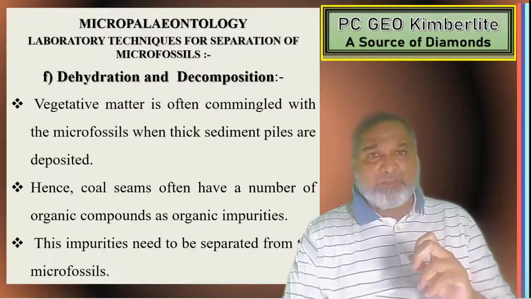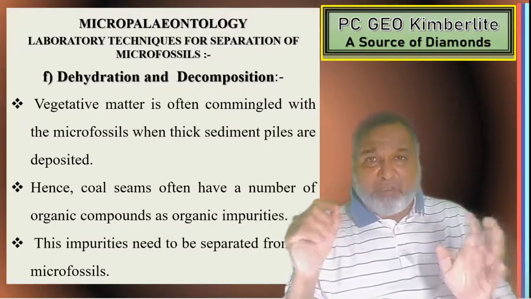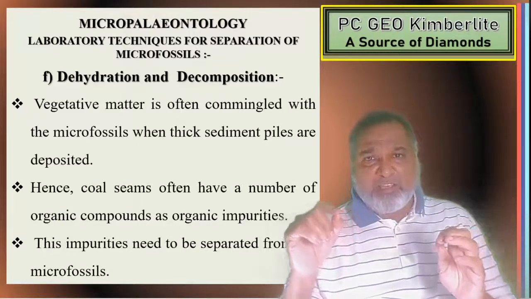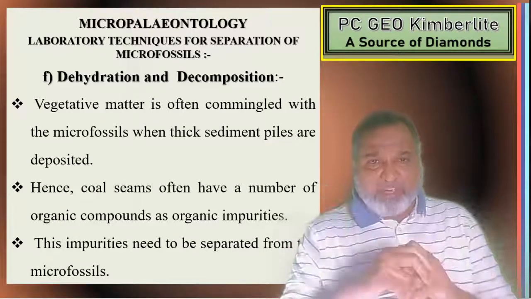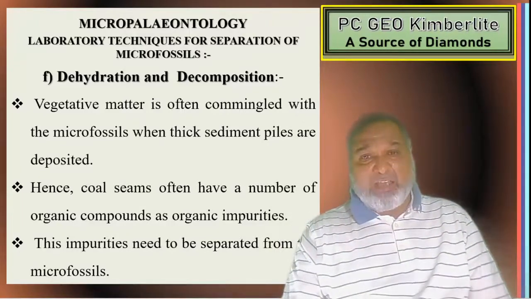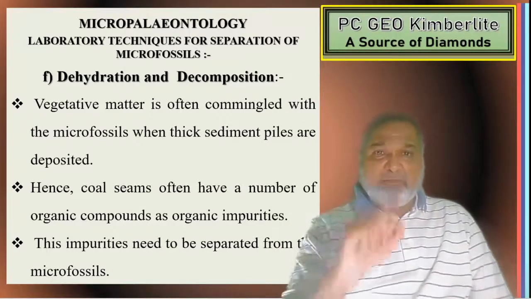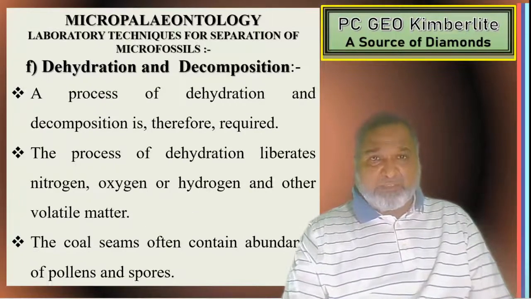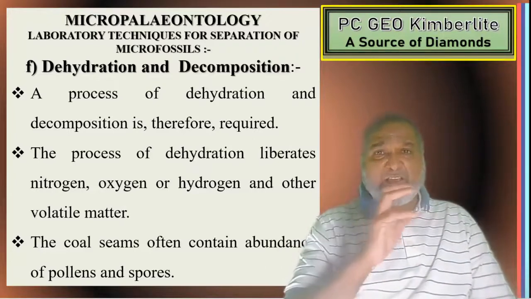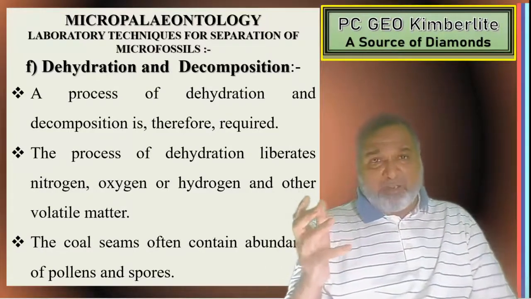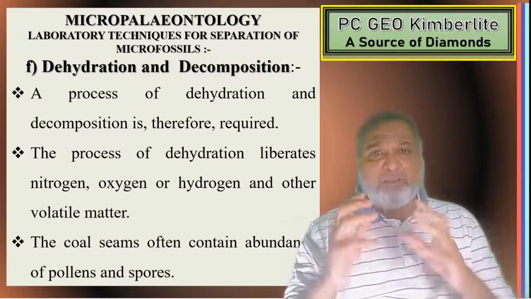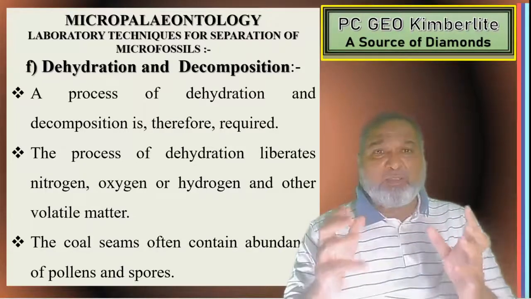Vegetative matter is often commingled with the microfossils when thick sediment piles are deposited. Hence, coal seams often have a number of organic compounds as organic impurities. These impurities need to be separated from the microfossils. That is the dehydration and decomposition. A process of dehydration and decomposition is therefore required. The process of dehydration liberates nitrogen, oxygen, or hydrogen and other volatile matter.